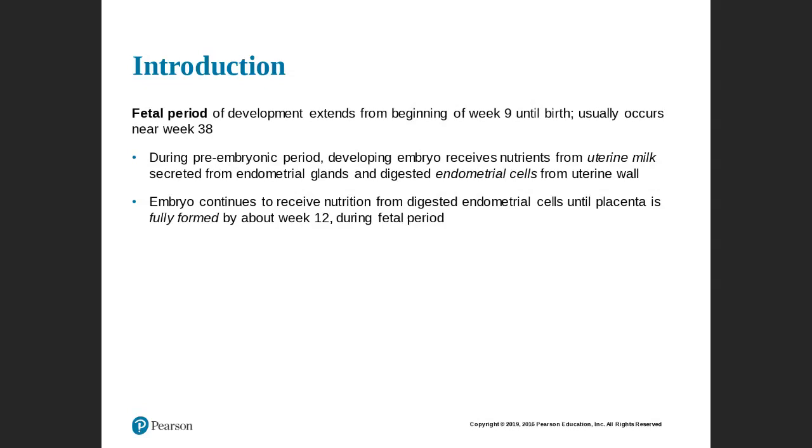The embryo also continues to receive nutrition from digested endometrial cells until the placenta is able to function on its own, which is about the 12th week, after 3 months. That's the reason the corpus luteum has to stay around for about 3 months, in order to provide hormones before the placenta is fully developed.